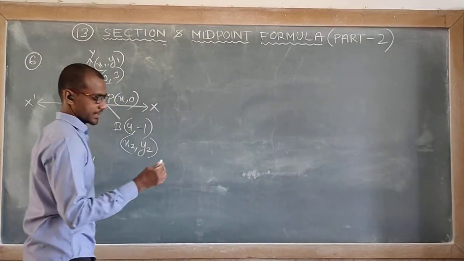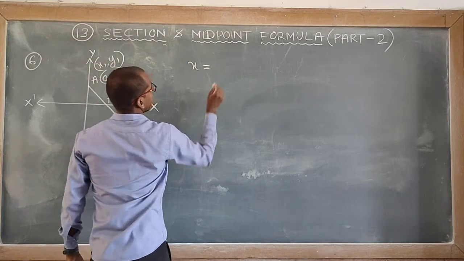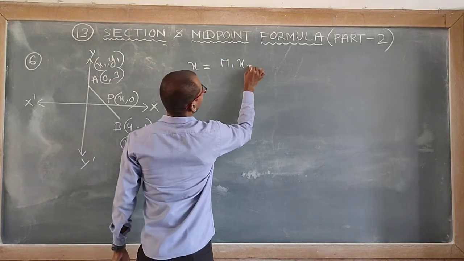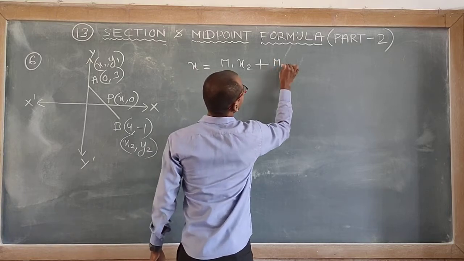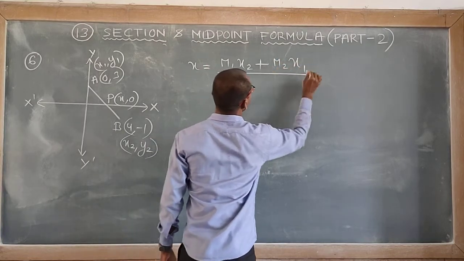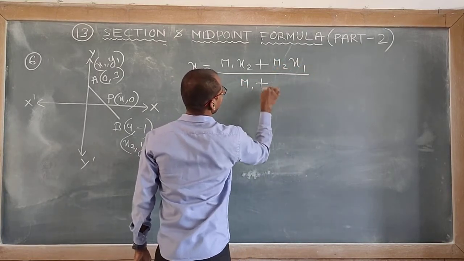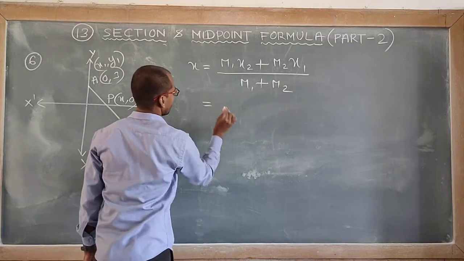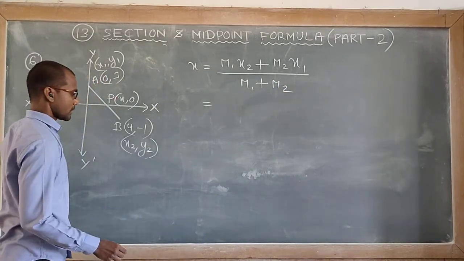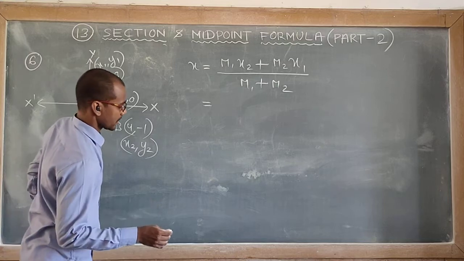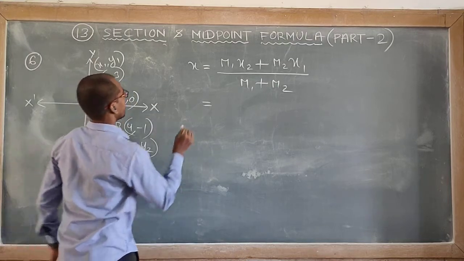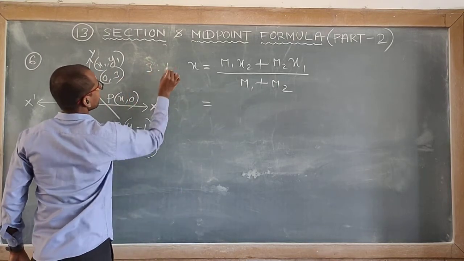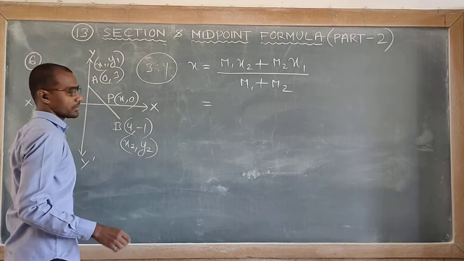Now our target is x. X is equal to (m1 x2 plus m2 x1) by (m1 plus m2). What is m1 x2? The ratio we have got is 3:2. Okay. This was the ratio.